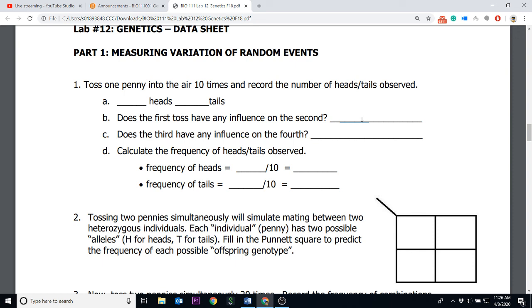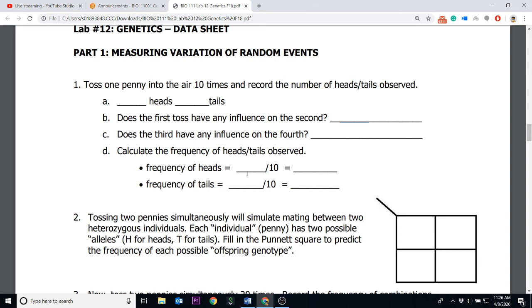Yeah, so you write no influence. Does the third have any? Well, none of them has any influence, right? Every toss is an individual event. You either get head or tail, and whether you get a head the first time doesn't influence the second or third or fourth, whatever it is.